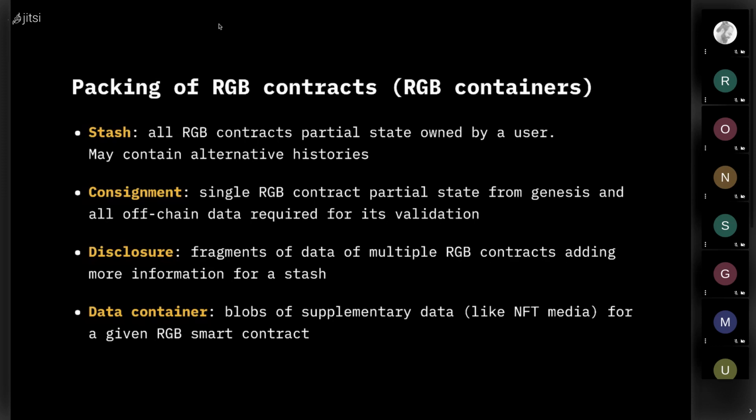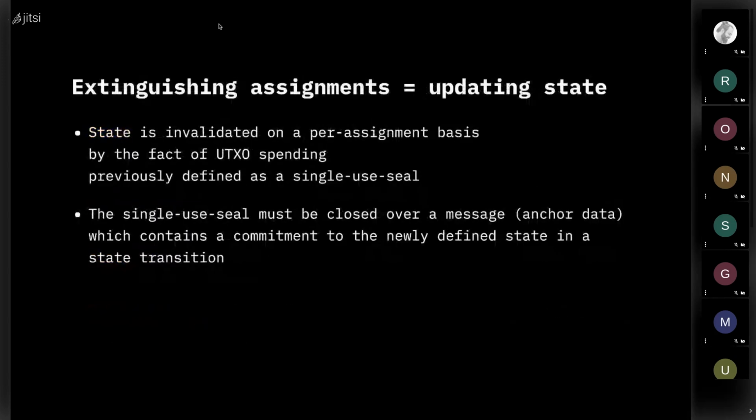So that's how you transfer the parts of the RGB smart contract state between different parties, 4 ways of doing and keeping the information. And the final part is that the state update, as I already said, is called extinguishing of assignments, because you assign state to the UTXO, and then you extinguish this assignment by spending that UTXO. And state is invalidated on a per assignment basis by the fact that you spent certain UTXO that had a previously defined state as a single UCL.